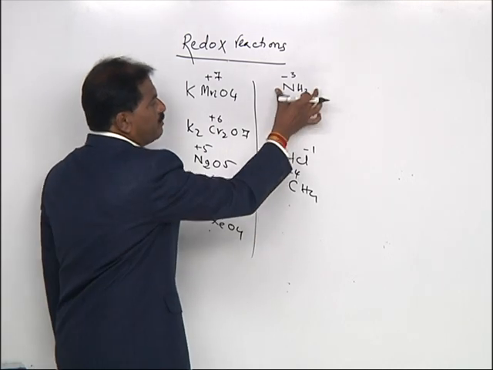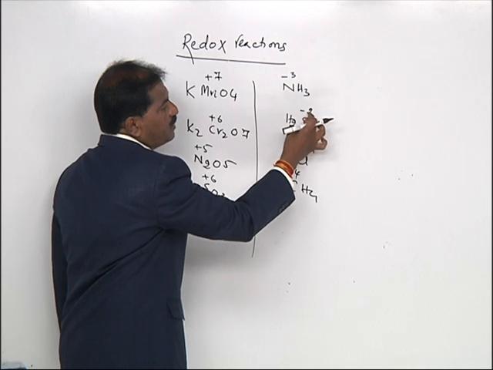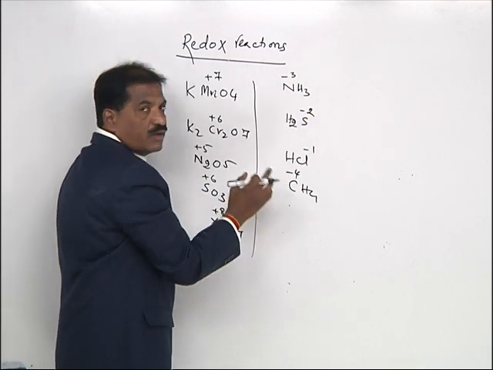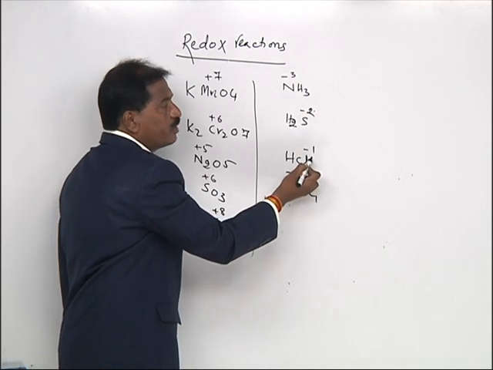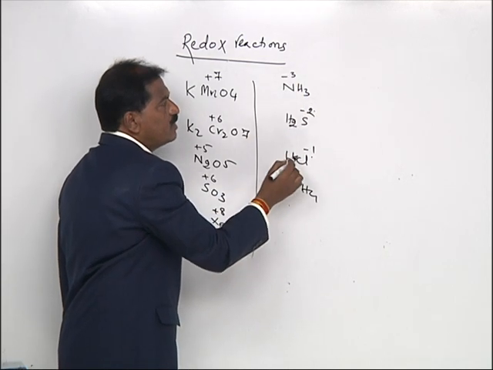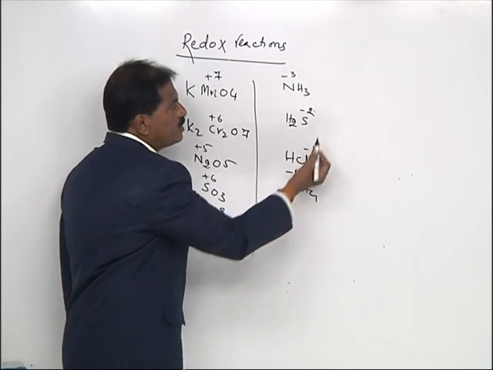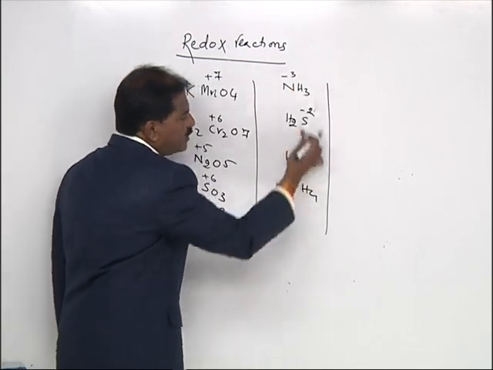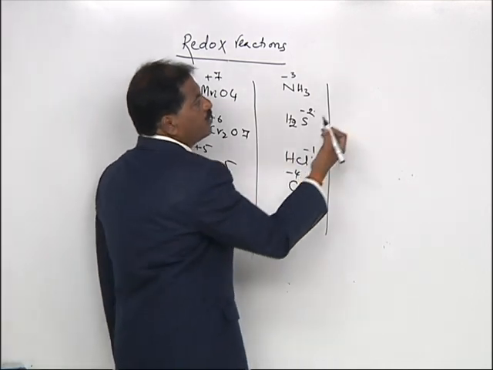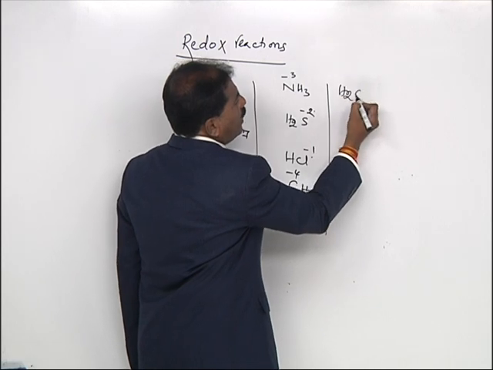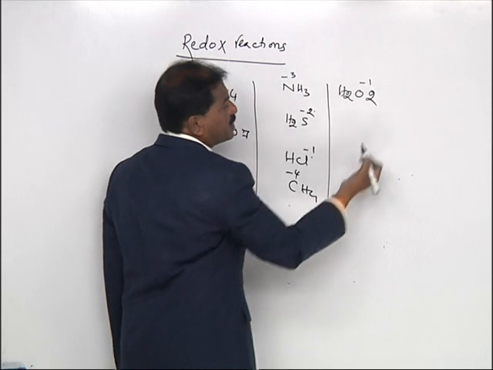So when we have a set of molecules, first identify the oxidation state of the central atom. If that oxidation state happens to be the least possible value, then those molecules will always act as the electron suppliers or reducing agents. These molecules will always act as the reducing agents. Next, a third set of molecules. So for example, observe the hydrogen peroxide. Here the oxidation state of oxygen is -1.